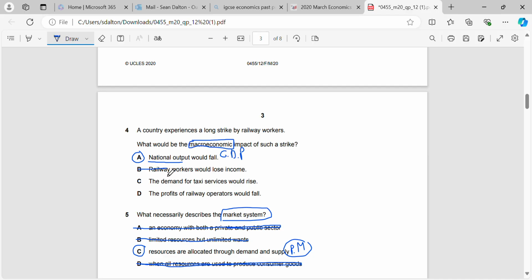So railway workers would lose income. That's true, but it's a microeconomic concept. Demand for taxis would rise, and the profits for railway operators would fall. They'll all be true. They're all effects of a strike, but they're all microeconomic concepts because they're all studying the behavior of individuals, firms, or individual markets or households, right? A is the only one that would affect the whole economy, so it would be a macro impact.